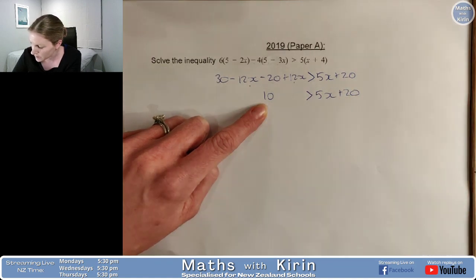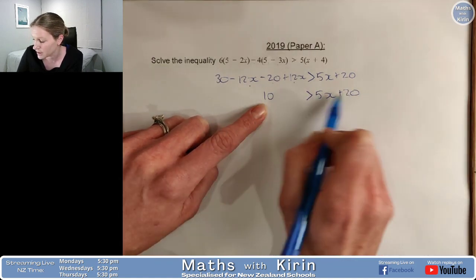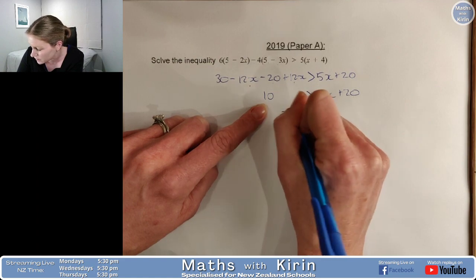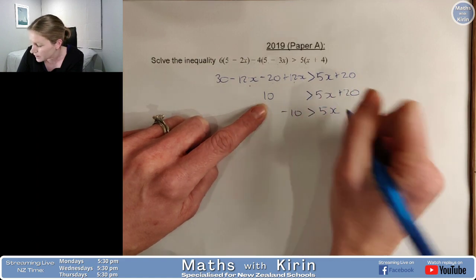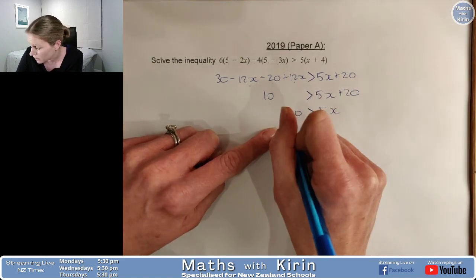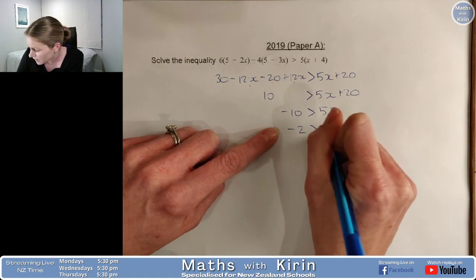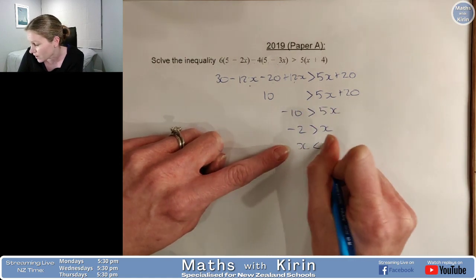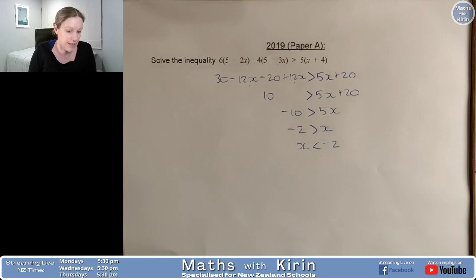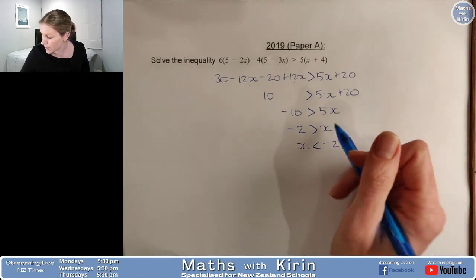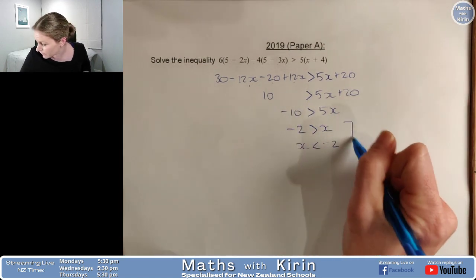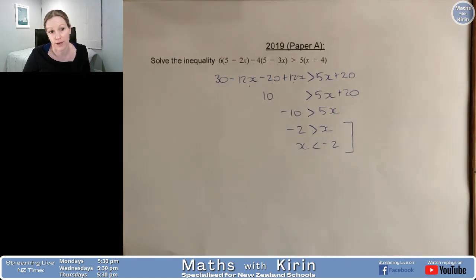Bringing our 20 across to the left-hand side, we need to subtract it. 10 minus 20 gives us negative 10 is greater than 5x, and then dividing through by 5, we get negative 2 is greater than x, and if you wanted to write that the other way around, you'd get x is less than negative 2. Okay, so for this question, if you get all the way through and you either have negative 2 is greater than x or x is less than negative 2, that gives you merit.